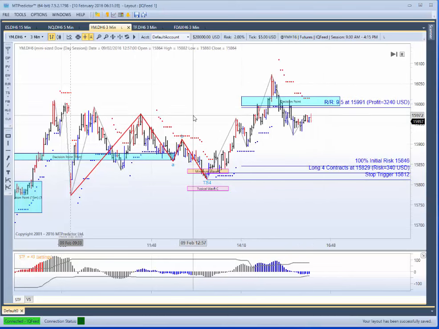So hopefully this has been a good example of using MTPredictor on the USE minis, and in particular gauging the large degree trend by using the higher time frame charts and only trading when the picture is clear.